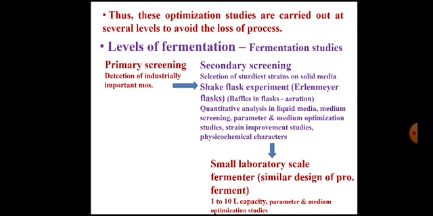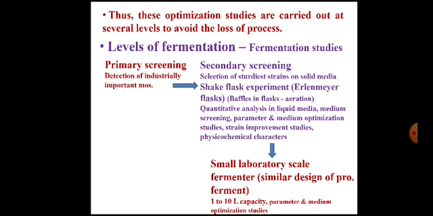That means it has a stainless steel vessel, an automatic control system for pH and temperature, electrodes are present, an impeller is there, a sparger is there, and so on. So it becomes easy to study the parameters at small scale, and that data can be applied for the operation of the next level fermenter. This fermenter has a capacity of approximately 1 to 10 liters.